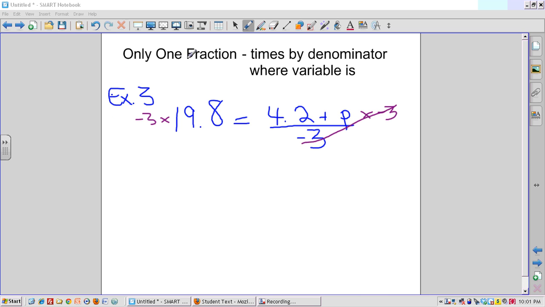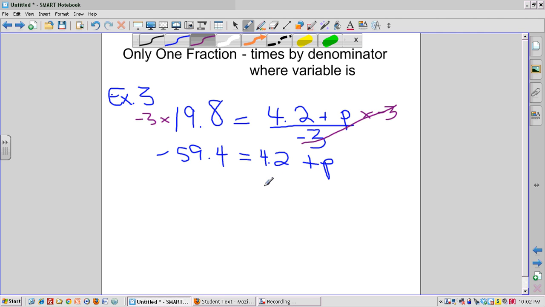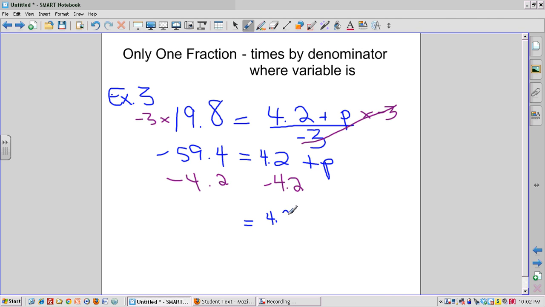Late hours, better cheat. Negative 59.4. And then we have this fellow here. So pretty good, we sort of got rid of that all at once. And then we do a negative 4.2 and a negative 4.2 here. Oops, sorry. So I've got P left on this side. And then what have we got? 63.6, negative 63.6 on this side.